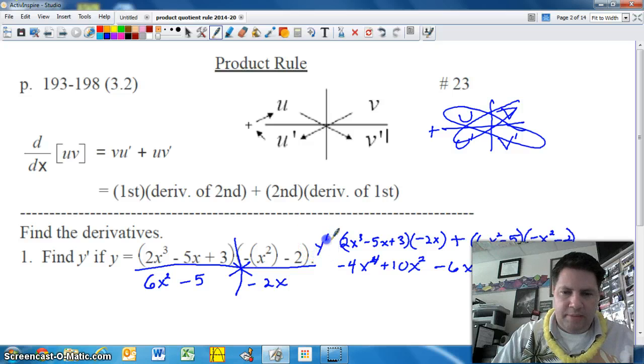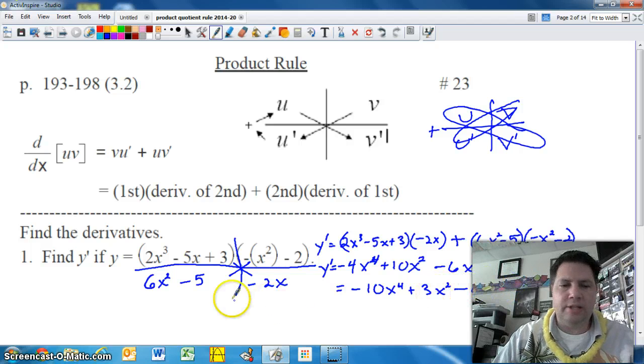So y prime was equal to all this, so y prime is still equal to that right here. And so that is now equal to, if I simplify that down, negative 10x to the fourth plus 3x squared minus 6x plus 10. And there's the answer to number 1.